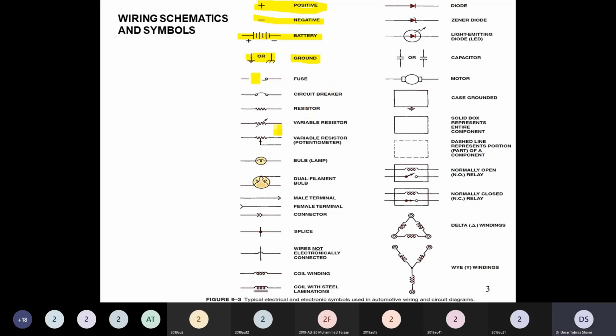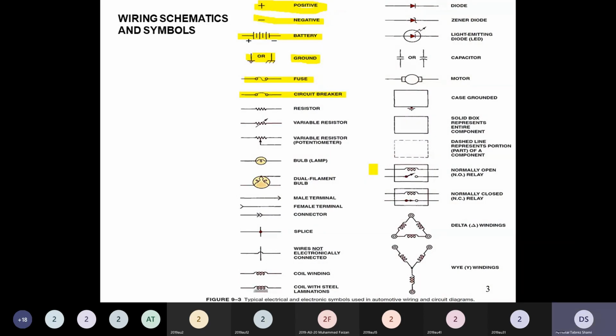Then we have the symbol of the fuse. The fuse is a component which is used to protect our circuit against large current. Then there is the circuit breaker. A circuit breaker is a device that can be opened or closed according to the circuit requirement. When you close the circuit breaker, it will start to conduct current. When we open the circuit breaker, the circuit will be open and no current will pass through it.